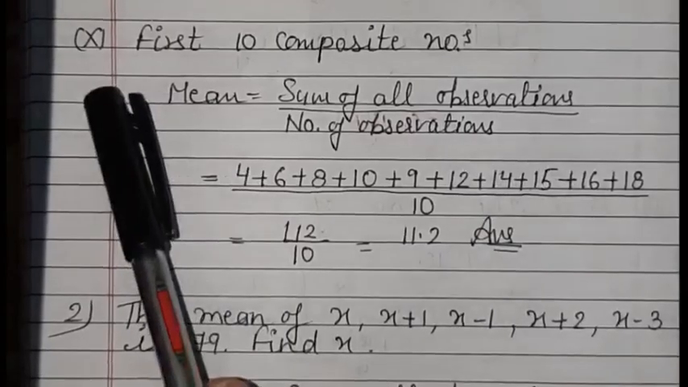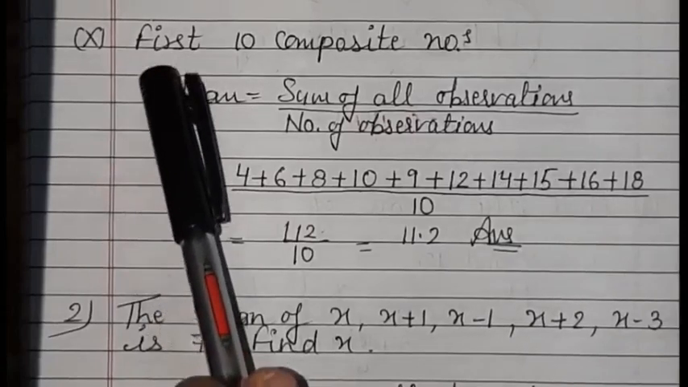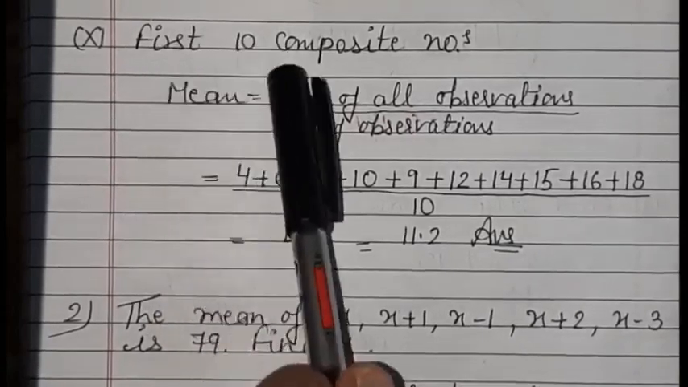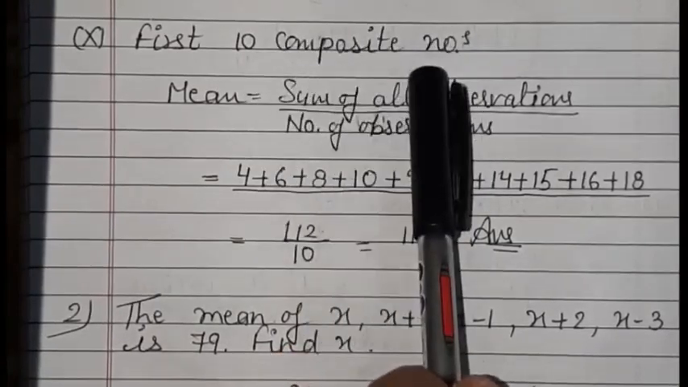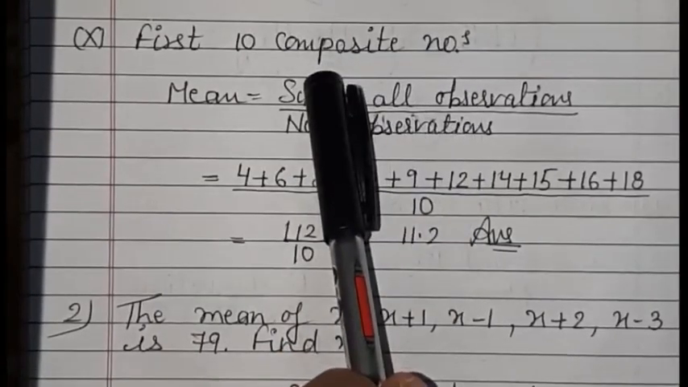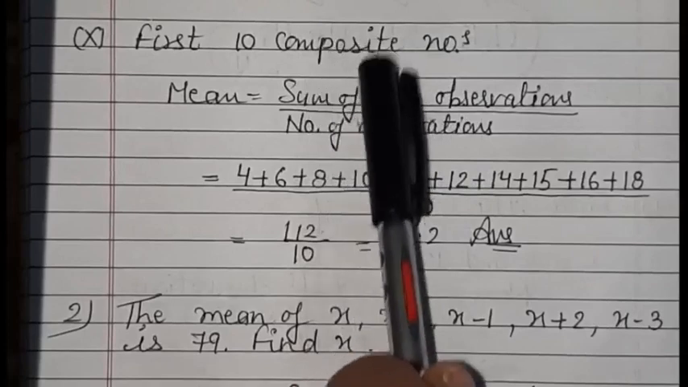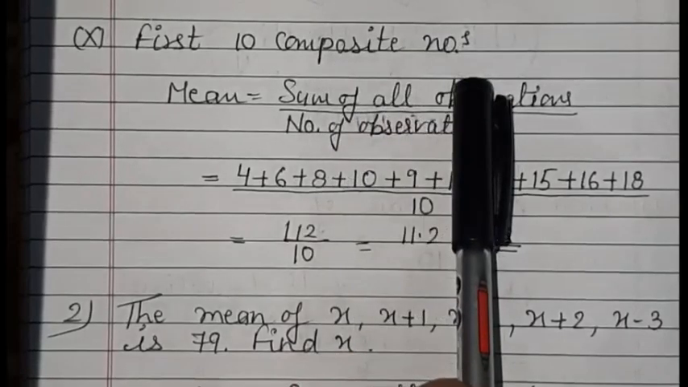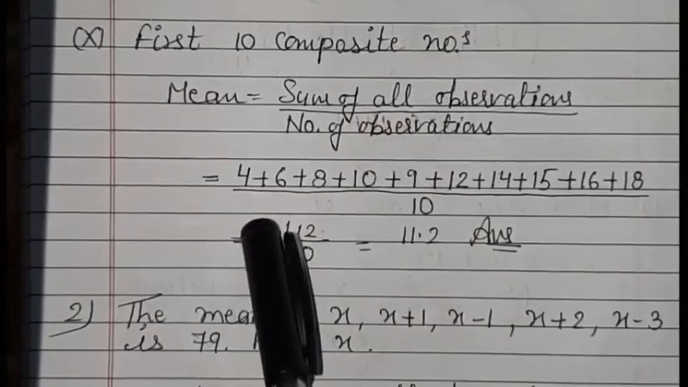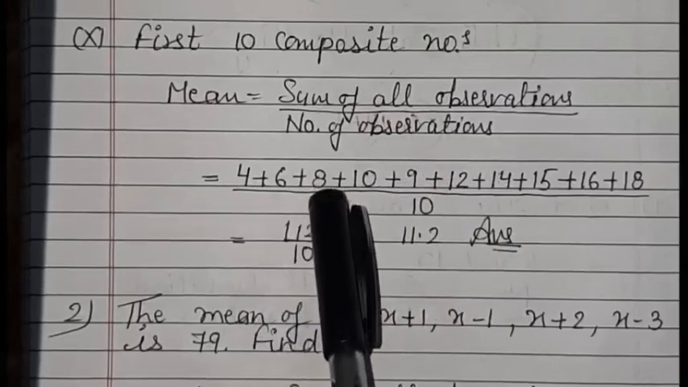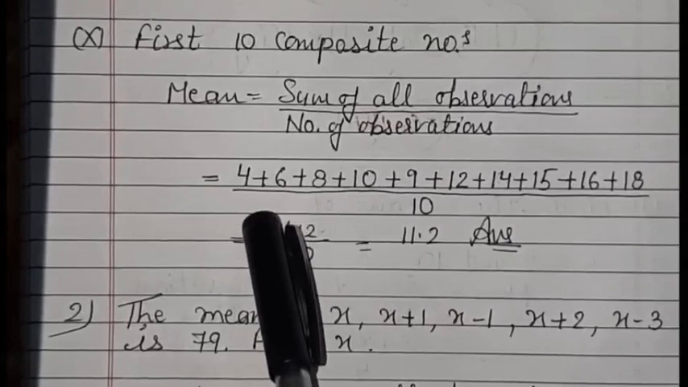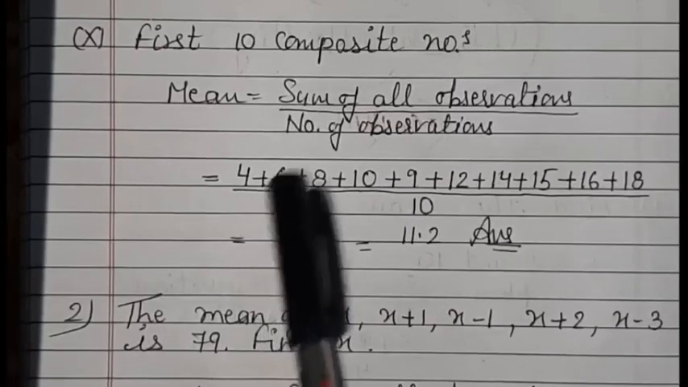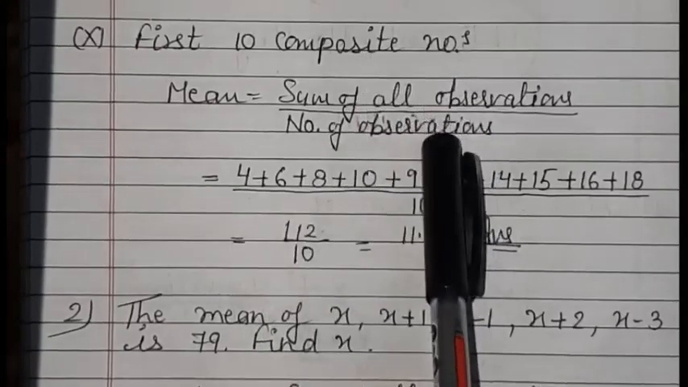Now the 10th part. In the 10th part, we have to find the mean of the first 10 composite numbers. What are composite numbers? Composite numbers are those numbers having more than 2 factors, right? Like 4. 4 has more than 2 factors: 1, 4 and 2. Clear?